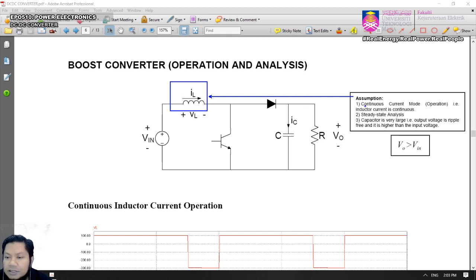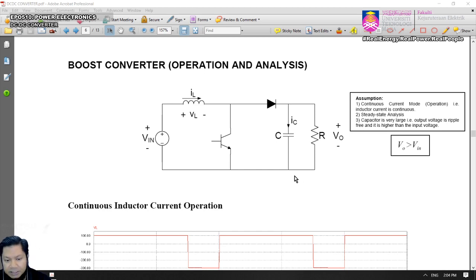So we're going to consider the continuous current mode operation, steady state analysis, and the capacitor is very large, such that the output voltage is ripple free, which is there is no ripple at the output. So we're going to see a straight output voltage, isn't it? A constant output voltage, and it is higher than the input voltage. So this is a boost converter, so V out is higher than V in, right?